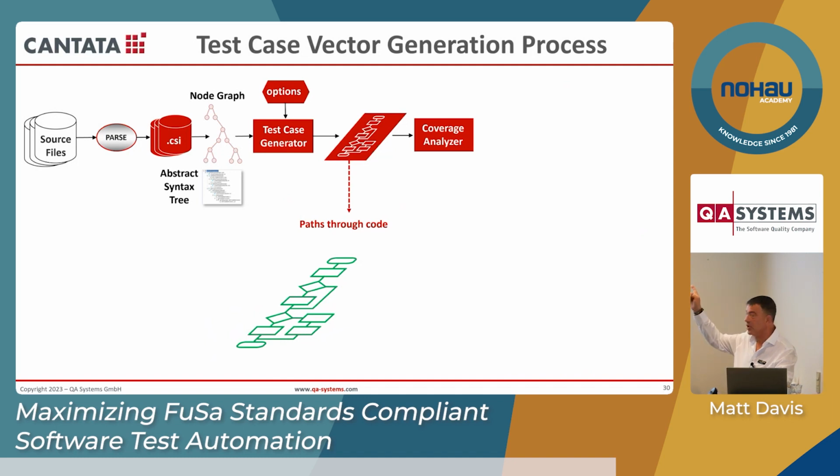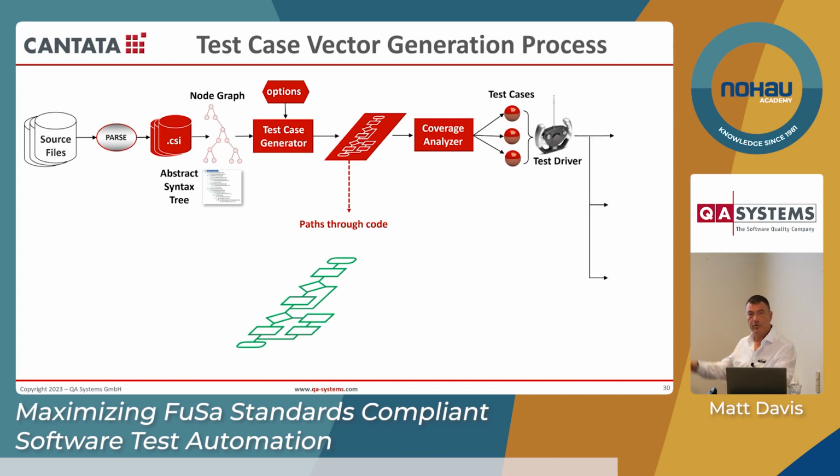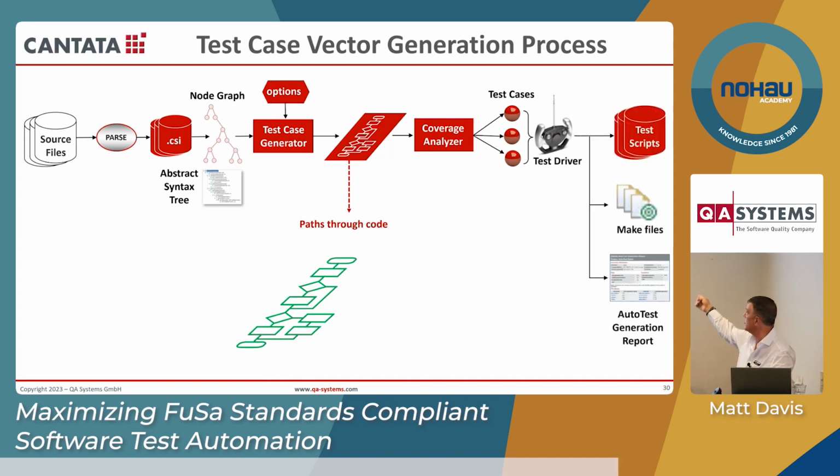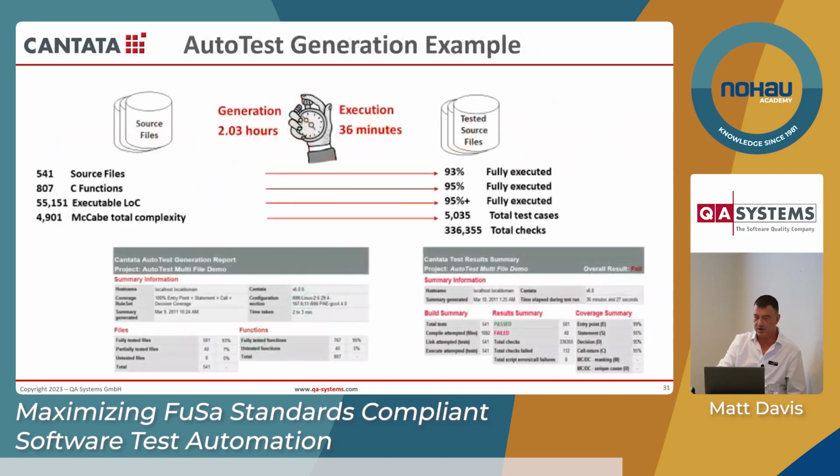And if we do, the coverage analyzer built into the AutoTest approach, we end up with 3 test cases generated with a driver, a full script to execute those, along with your make files and your generation report that says, I expect to get 100% coverage. And if I don't, these are the reasons why. Very common one, unreachable code, uninitialized data values in certain places, and so on.